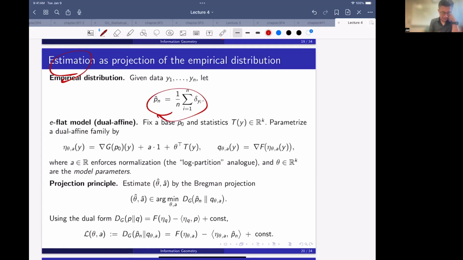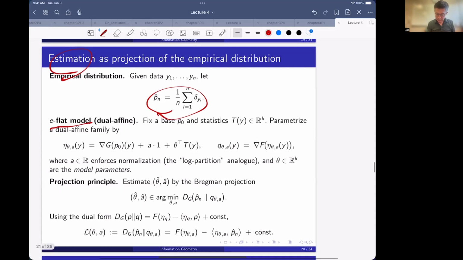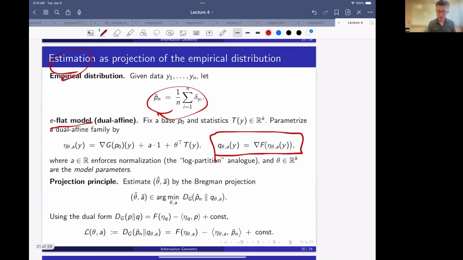So the E flat, one particular projection, gives the model. So the model can be written like this. You have a parameterization, theta is your parameter, and A is just a normalizing constant. Now I use T of y intentionally to emphasize that it's just a sufficient statistic, which originally came from the subspace Q.